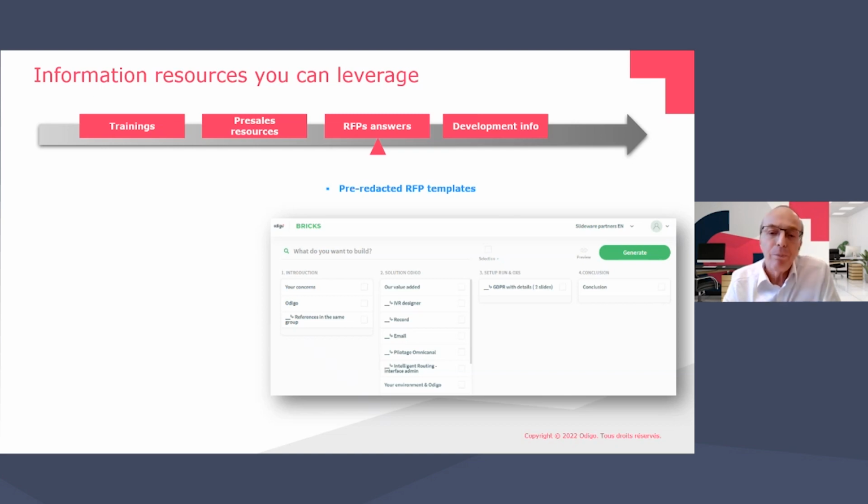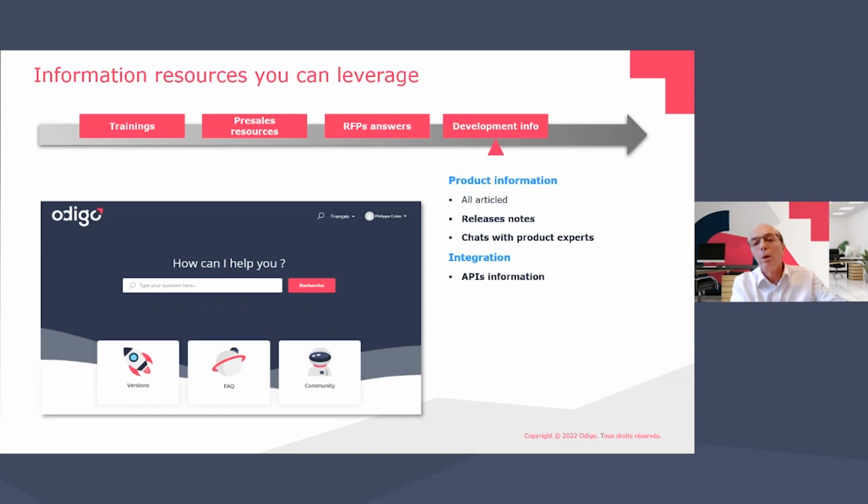And finally, when it comes to development phases, you should know that all the technical information of Odigo is available online in what we call the Help Center. If you have never visited the Help Center, ask for an access. That's something which we can give you easily. All the technical documentation is there, so if you want to know anything about our APIs or whatever, you will find it there. So basically, those are the sources of information which will enable you to sell the product and deliver services.